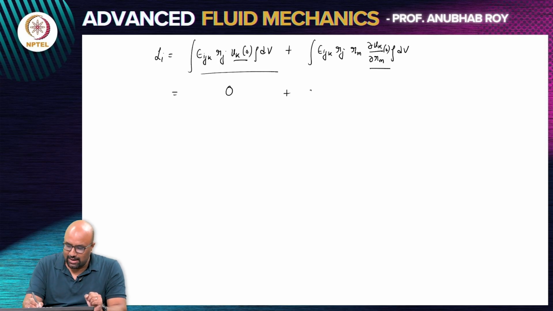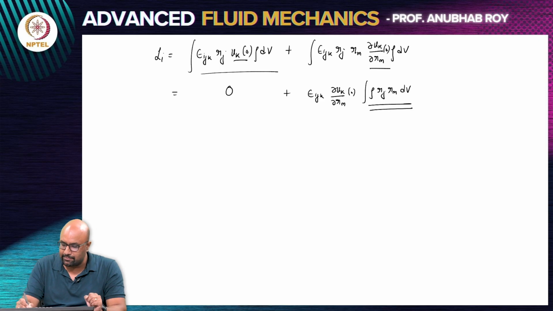The next part is epsilon ijk dou uk dou rm at 0, rho rj rm dv. Now this is something which you might have seen before, integrating the density of an object with the separation vector. This is what is known as the mass moment of inertia tensor.